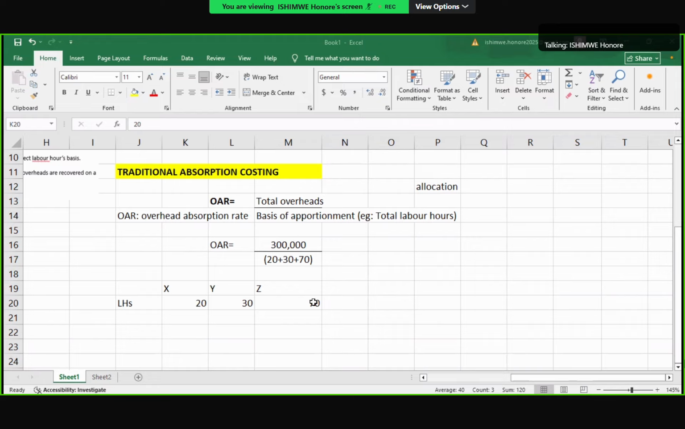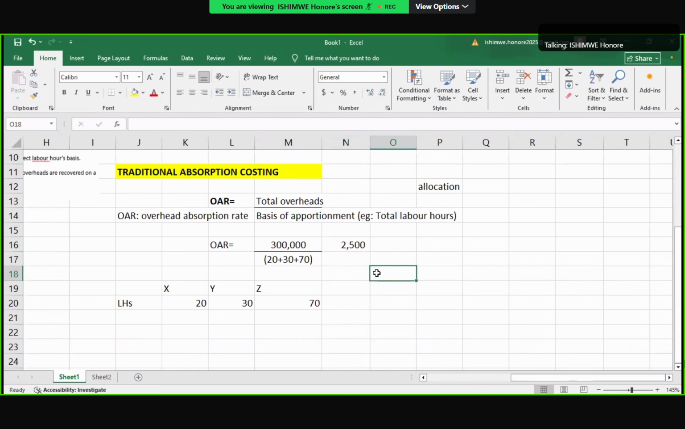Let's continue. As you see here, we'll be having 300,000 over 120. This 120 is the summation of this: 20 plus 30 plus 70 is 120. So now, the brilliant people know what to calculate. This is money, and this is labor hours. It means this is a cost per labor hour, per direct labor hour, per 1 hour.